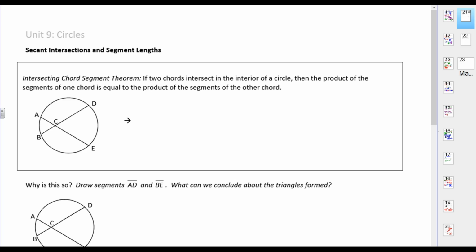So now we come to the intersecting chord theorem. What the intersecting chord theorem says is that if two chords intersect in the interior of a circle, then the product of the segments of one chord is equal to the product of the segments of the other chord. So the segments of one chord, I've got AC and CE. So AC times CE would equal, the other chord is BC times CD, okay?